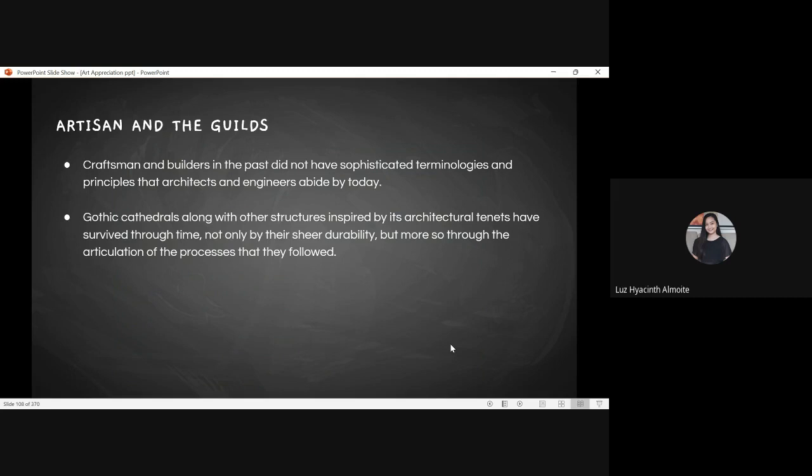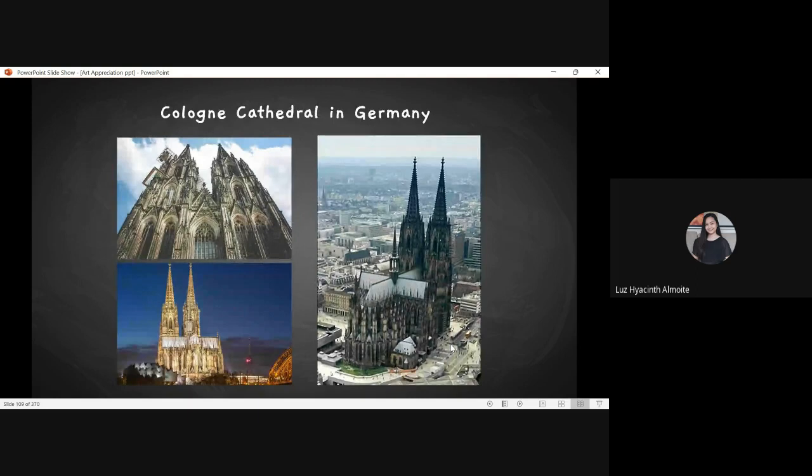Gothic cathedrals, along with other structures inspired by its architectural tenets, have survived through time, not only by their sheer durability, but more so through the articulation of the process that they followed. Again, an example of this would be the Cologne Cathedral in Germany, which is but one of the many examples of early Gothic architecture. The account was that the master mason Gerhard Riles started the project in 1248. Imagine, they started this cathedral in the year 1248 but it was only completed roughly 600 years later. That is why it holds a record as one of the longest construction projects to date.